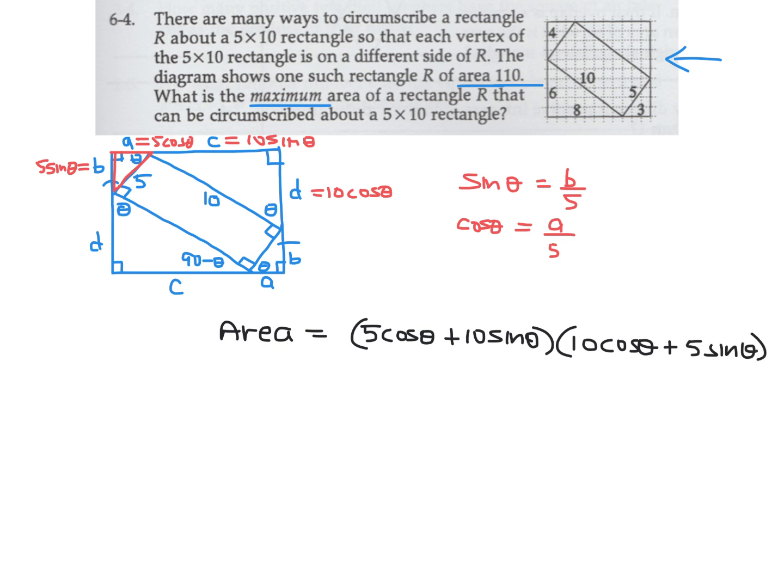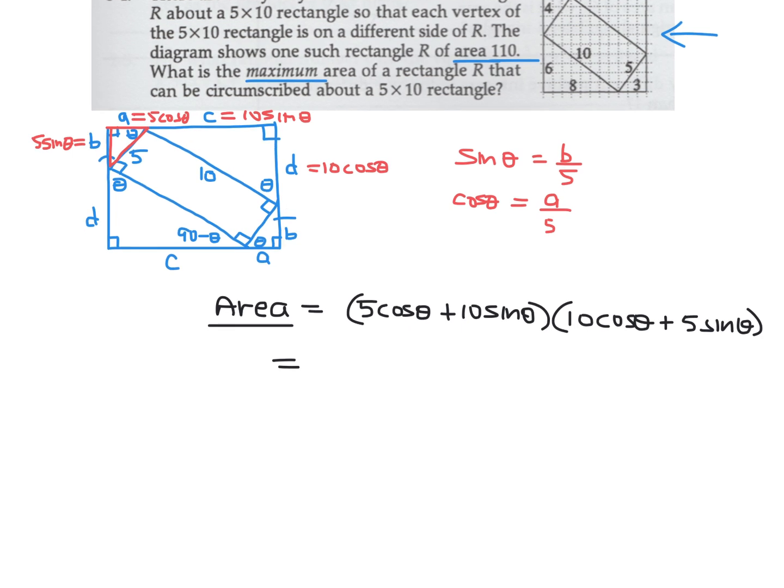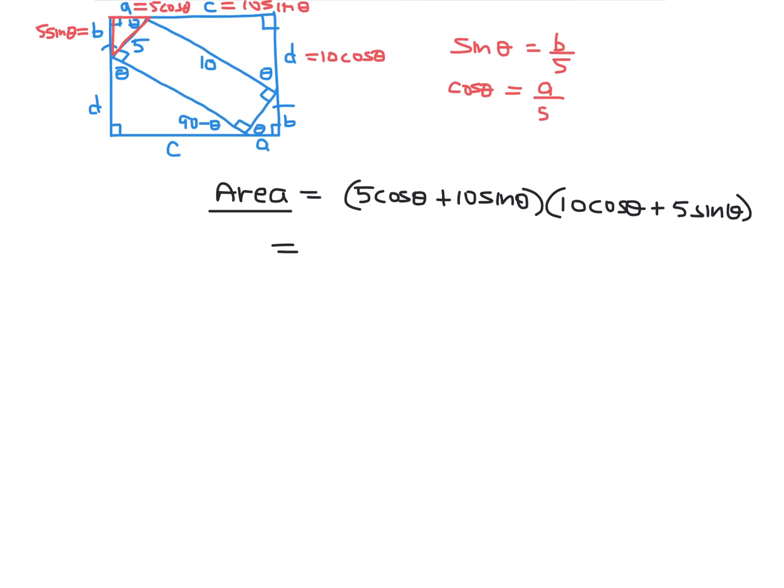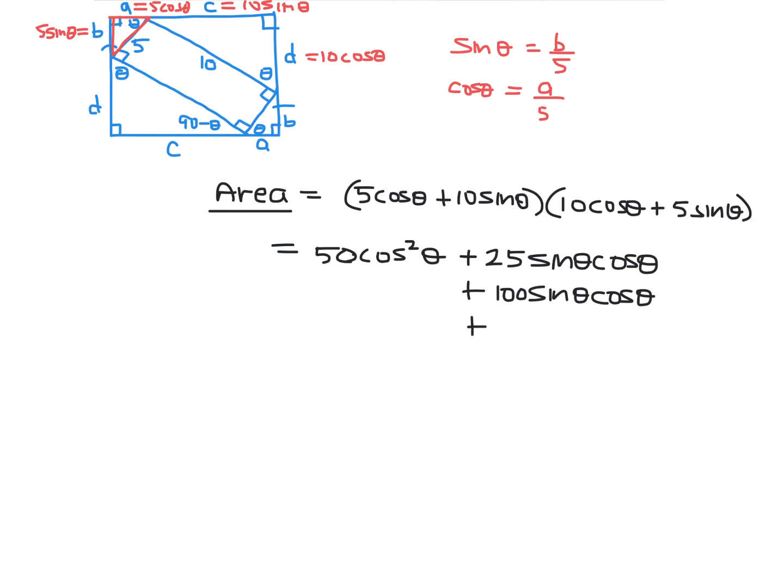Okay, let's expand. And did they tell us? No, this is what we're trying to maximize. Okay, so we are trying to figure that out. Let's expand this and we get 50 cos squared theta plus 25 sine theta cos theta plus 100 sine theta cos theta plus 50 sine squared theta.